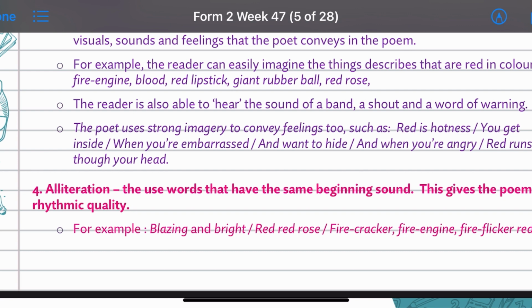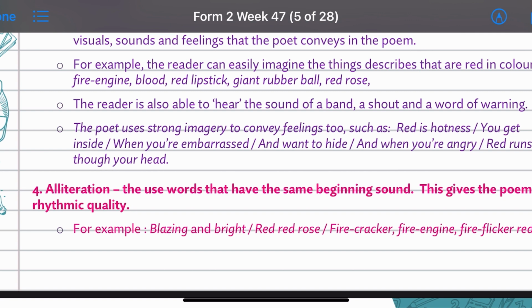Contohnya, blazing and bright, red, red rose, firecracker, fire engine, fire flicker, red. Okay, the first sound is the same. B for blazing and bright, R for red, red rose, F, and etc.